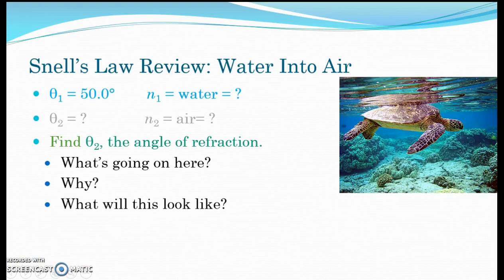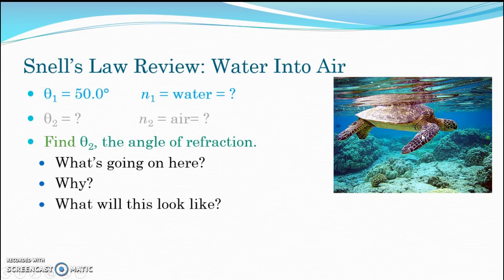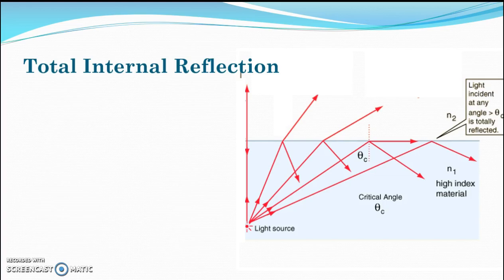At what angle will the light leave the water and come into the air? There is no angle, and that means it won't. Look at the turtle underwater from where we are. Can you see the light reflecting off the surface of the water and never going out into the air at all? That's what this is going to look like. This is called total internal reflection.